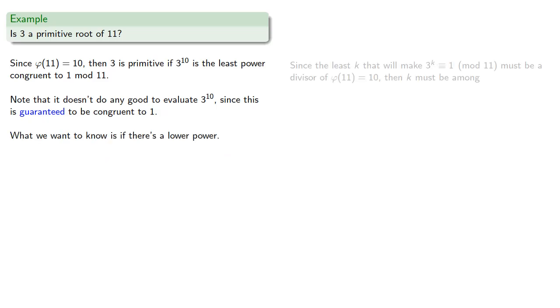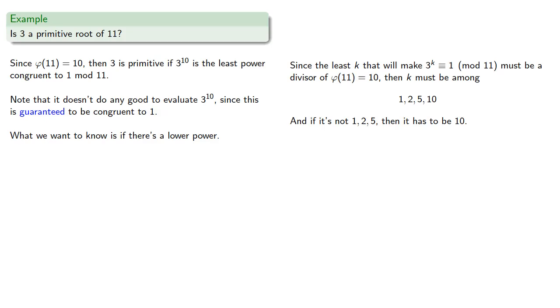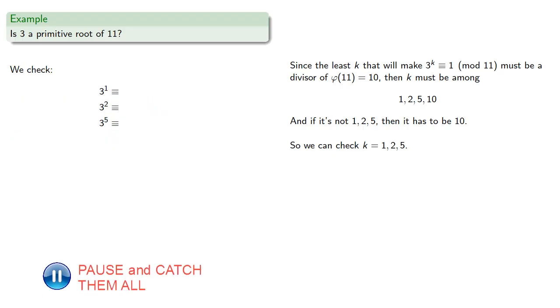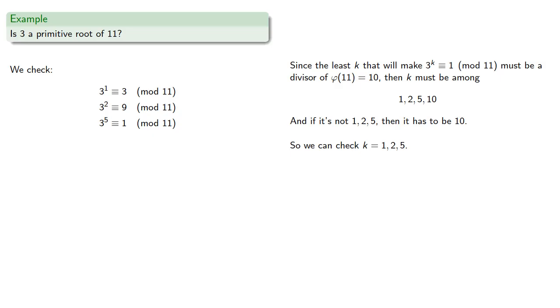Since the least k that will make 3 to k congruent to 1 mod 11 must be a divisor of 10, then k must be among 1, 2, 5, 10, and if it's not 1, 2, or 5, it has to be 10. So we can check k equals 1, 2, or 5, and we check. So 3 is not a primitive root.